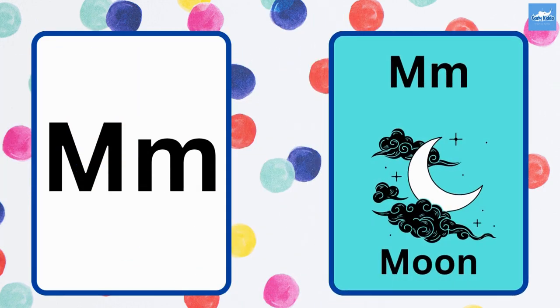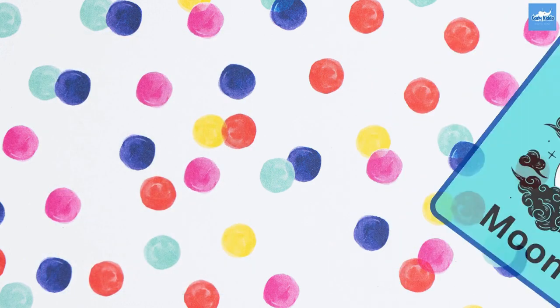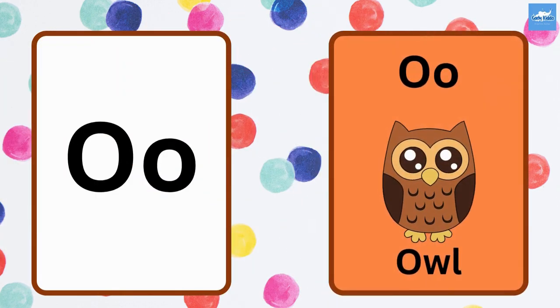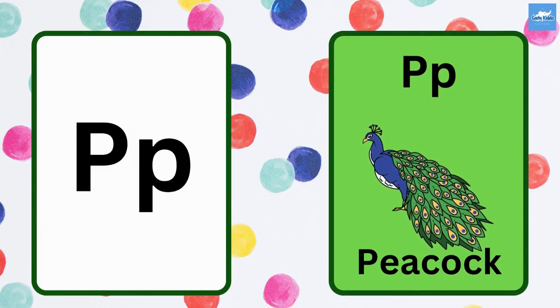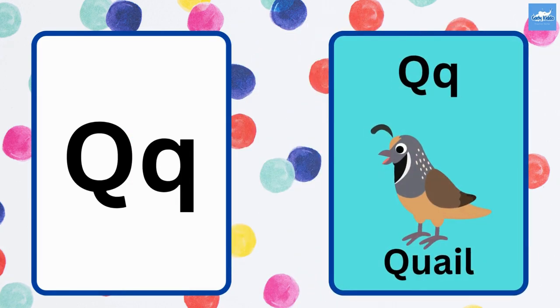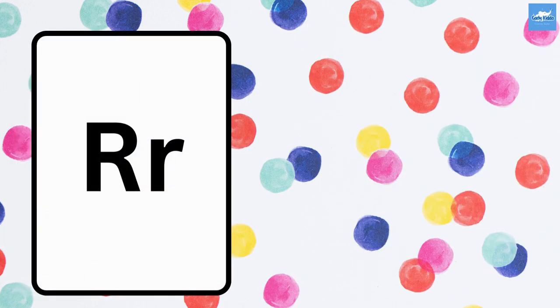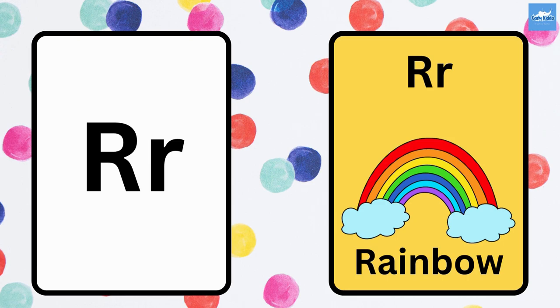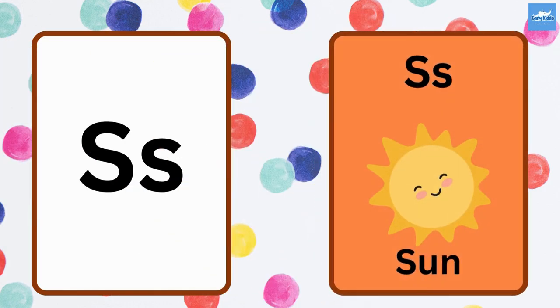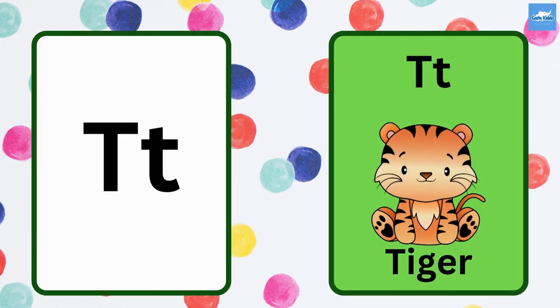Letter M. M for moon. Letter N. N for nest. Letter O. O for owl. Letter P. P for peacock. Letter Q. Q for quail. Letter R. R for rainbow. Letter S. S for sun. Letter T. T for tiger.